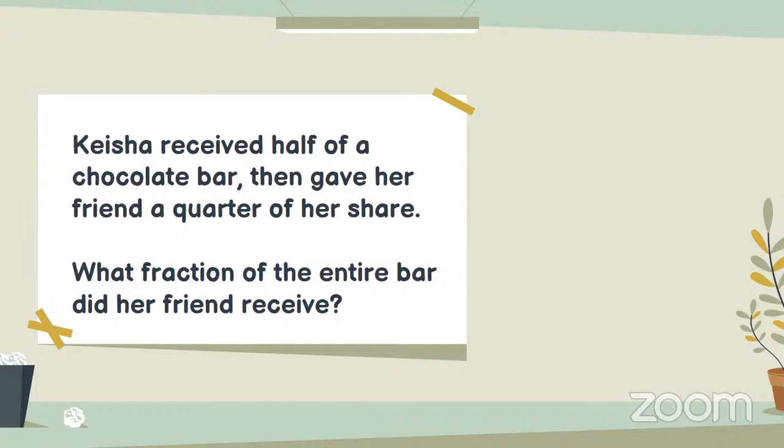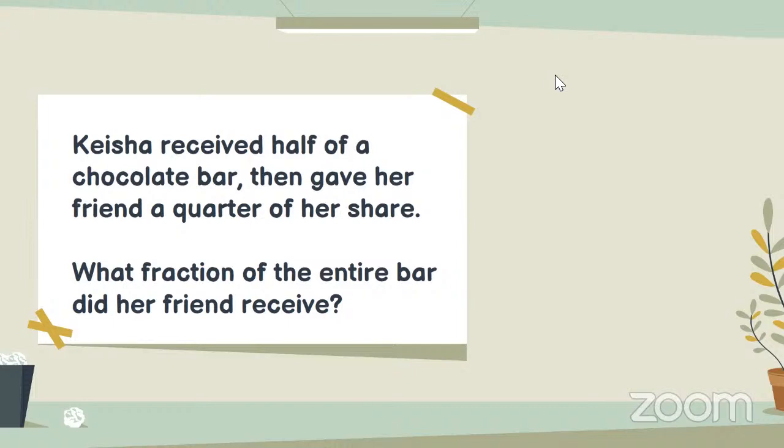So here's the final one. The final one says that Keisha received half of a chocolate bar, then gave her friend a quarter of her share. What fraction of the entire bar did her friend receive? And I want us to think about this one. I did this one last deliberately because it boils down to a mathematical concept that we do quite regularly, especially at grade 5 and 6. But the question itself may baffle a child. It may. And I hope that we can respond to the question while we're here.